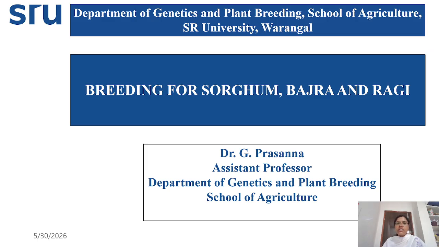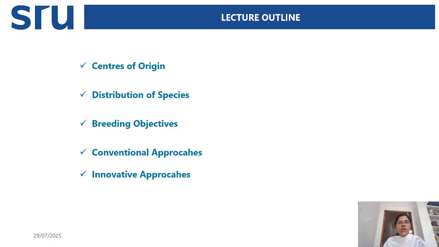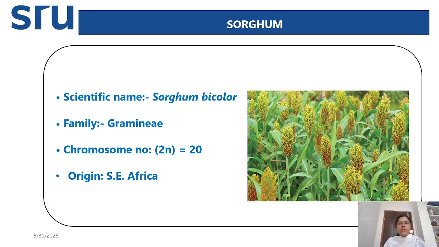So today we'll discuss this important topic, breeding for the millets, that is sorghum, bajra, and ragi. Here you can see the outline: the centers of origin, distribution of the species, breeding objectives, conventional approaches, and innovative approaches. First we will discuss the sorghum crop.